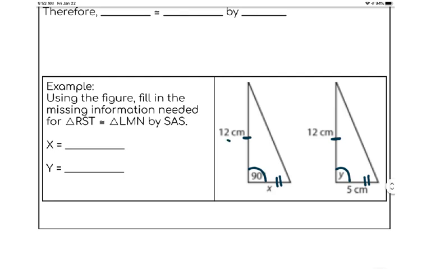So in order to have side, angle, side, y would need to be the same as 90, and x would need to be the same as 5 centimeters. So now these two would be congruent. This would be 90, so those would be congruent. And then x would be 5 centimeters, so that those two bottom sides are congruent. So now we have SAS, side, angle, side.